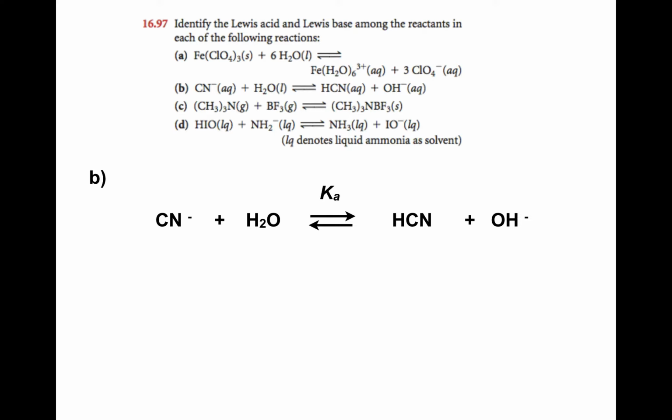Cyanide ion complexing with water to form... Oh, I'm sorry. Cyanide ion. Wait, I don't like these. We're used to this being a Bronsted acid-base reaction, right? H being transferred from the water to the cyanide ion to make the conjugate acid, hydrocyanic acid, and hydroxide. Nonetheless, you can look at this in a Lewis acid-base sense.